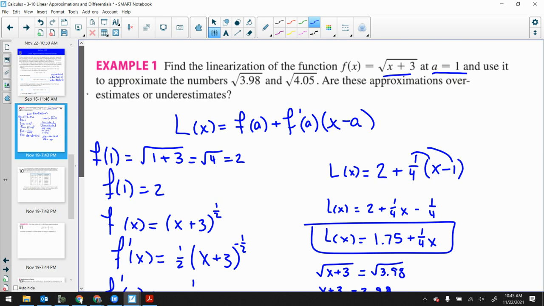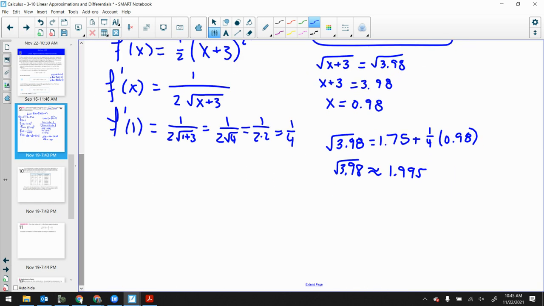And then let's do one more. Let's say square root of 4.05. So the square root of x plus 3 now is equivalent to the square root of 4.05. Pop off the square roots, we get x plus 3 is equal to 4.05. Subtract the 3, x is equal to 1.05. Again, something very close to 1. So our estimations should be very good because it is close to 1.